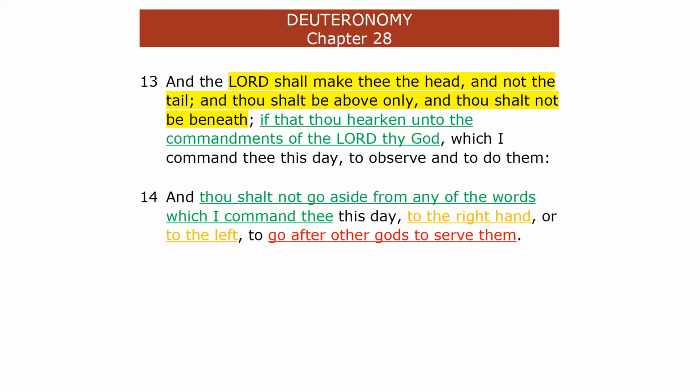To the right hand, here again, we're talking about the right hand, the political, or the left, the social. You shall do both of them. And to go after other gods, you're not going to go after any more white Jesus. That's going to be out of your psyche, out of your mind. Because you're going to know that you are the God, made in the image of God.